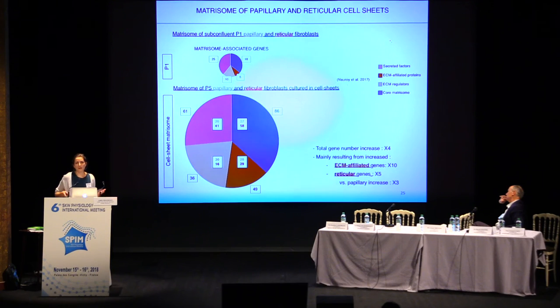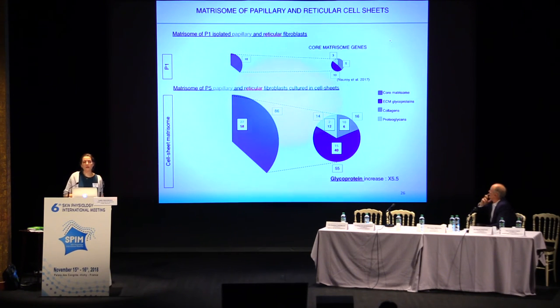So taking this as a reference, we then took a look at the matrisome of the cell sheets that we generated here, and we had an increase by 4 times of the number of matrisome-associated genes. And interestingly, this difference was not equal between papillary and reticular fibroblasts. We find 5 times more genes in the reticular fibroblasts, and only 3 times in papillary fibroblasts. And there, we found more ECM-associated genes. And looking at the structural composition, so the core matrisome, we found the same trend, and with more glycoproteins.